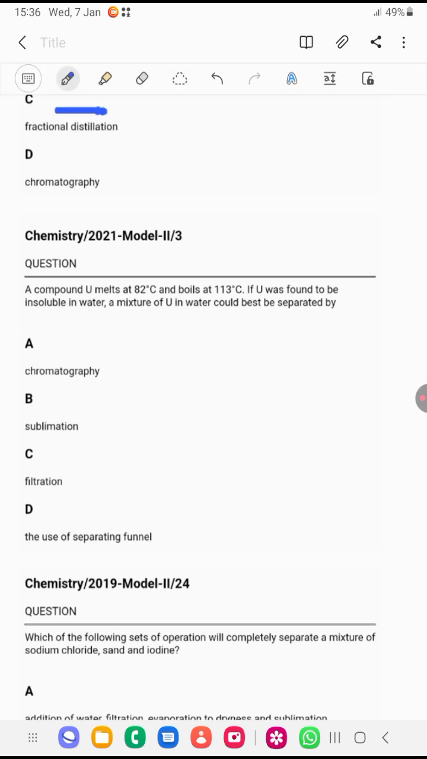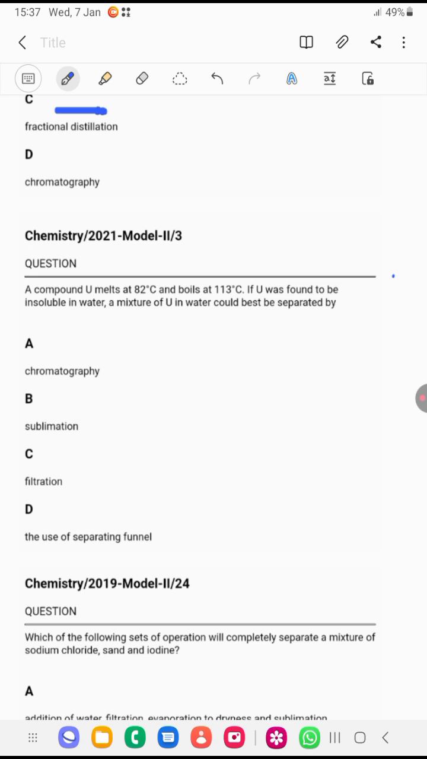Year 2021 question. A compound U melts at 82 degrees Celsius and boils at 113 degrees Celsius. If U was found to be insoluble in water, a mixture of U in water can best be separated by A, chromatography. B, sublimation. C, filtration. And D, use of separating funnel.